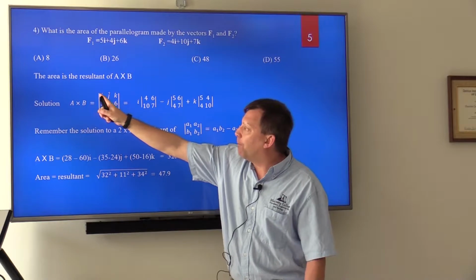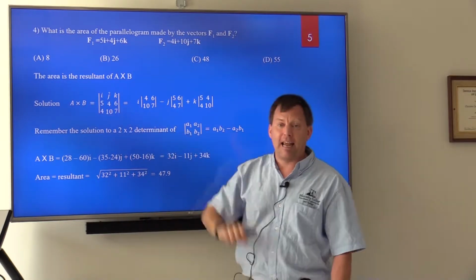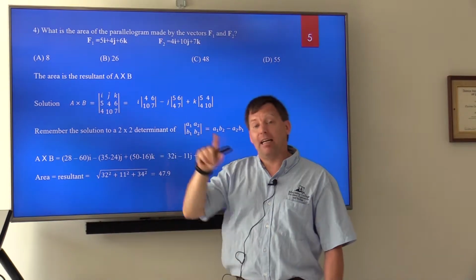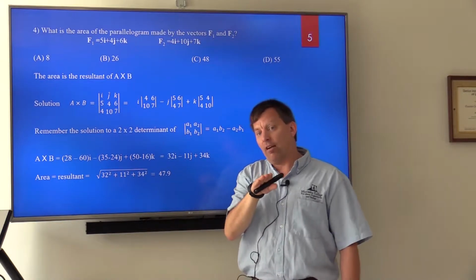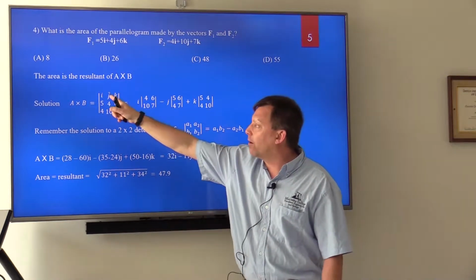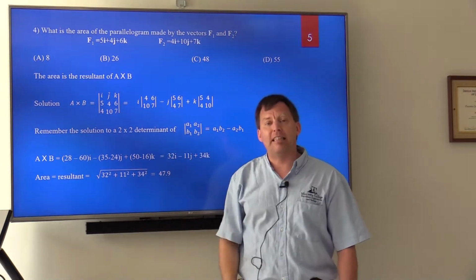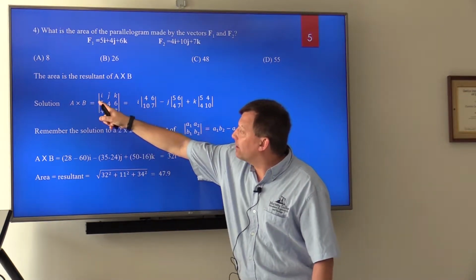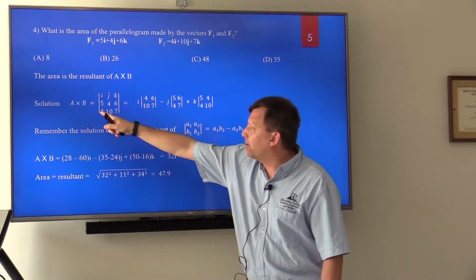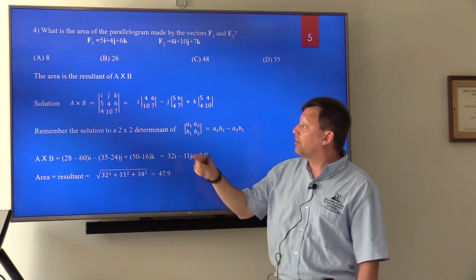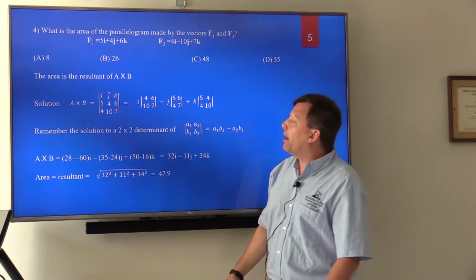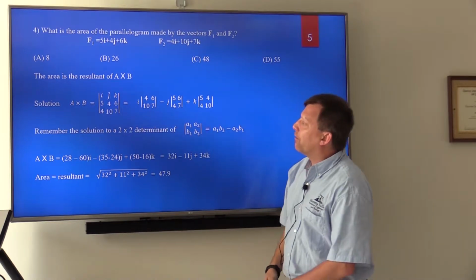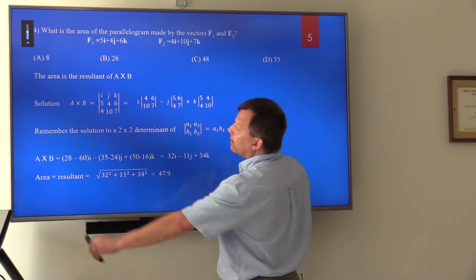So across the top, you'll put your unit vectors I, J, and K. And it's very important, and this is not specifically written in the NCEES handbook, this second column always has a negative sign above it. And then the next row is going to be your first vector, and then the bottom row is going to be your second vector.